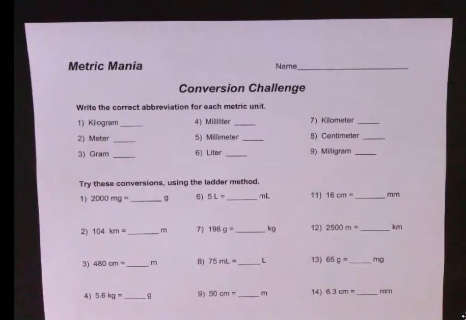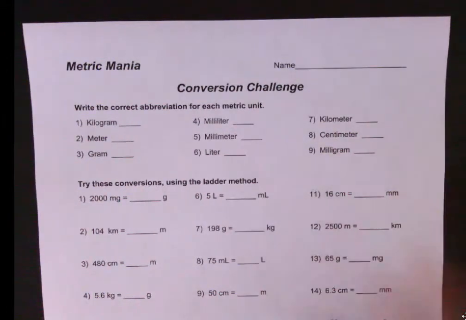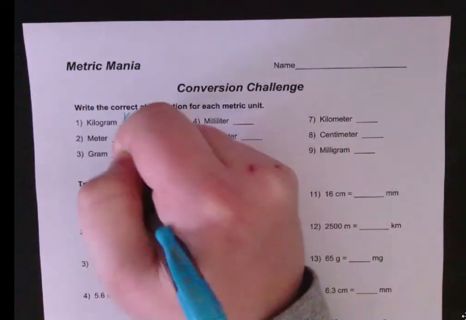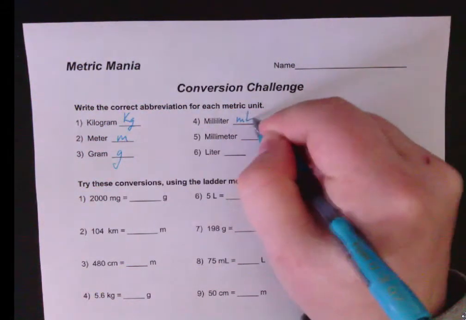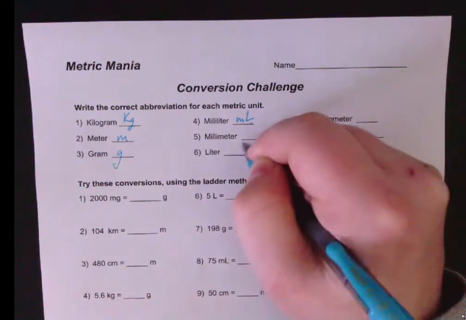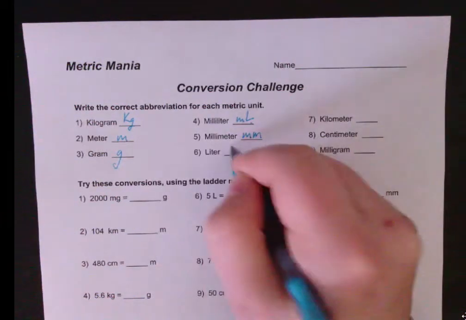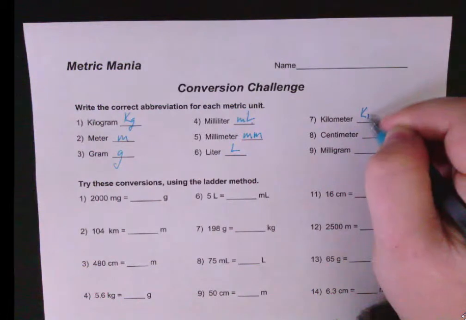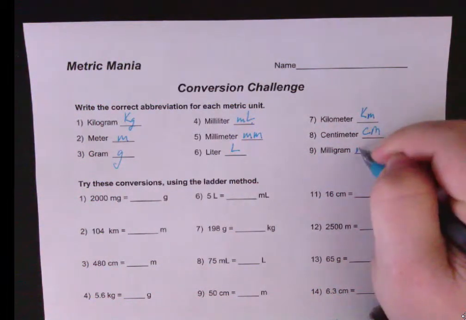Alright, so real quick, if you want to do the conversions up here, which is just put in the correct abbreviation. So we have kilograms, meters, and grams. We have milliliters, the L is capitalized, millimeter, and liters. We have kilometers, centimeters, all lowercase, and milligrams.